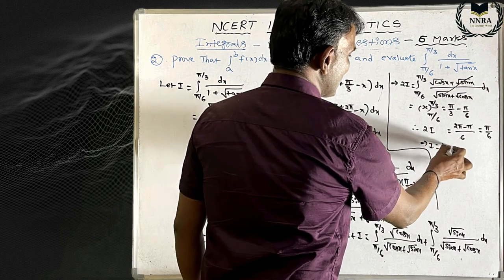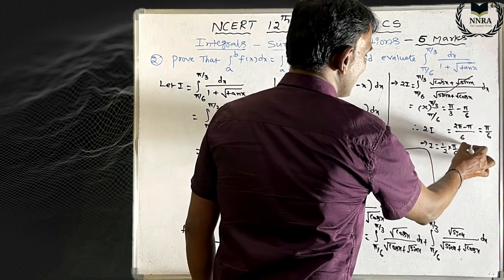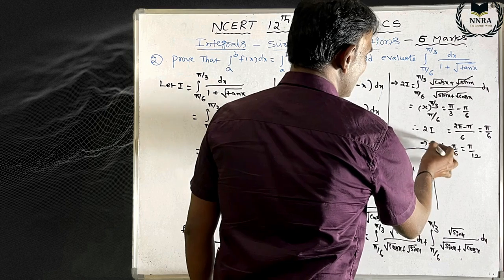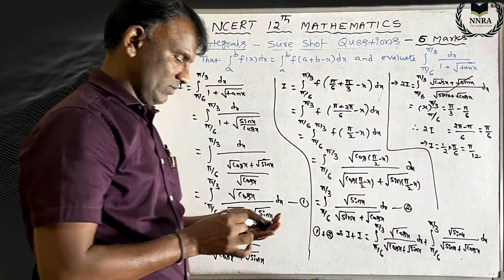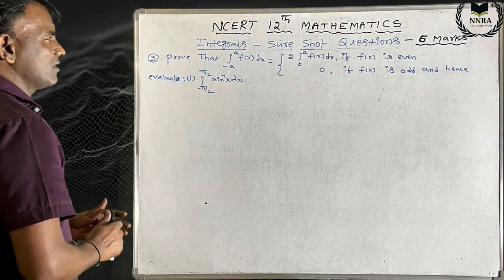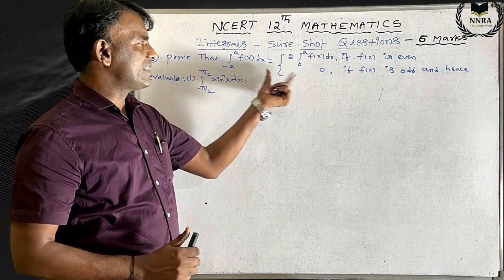That can be written as 1 by 2 into pi by 6 equal to pi by 12. So that is the final answer. Okay, this is the third question. And this is the derivation.